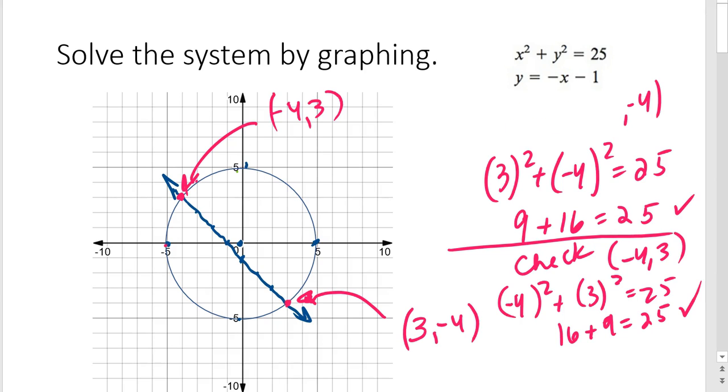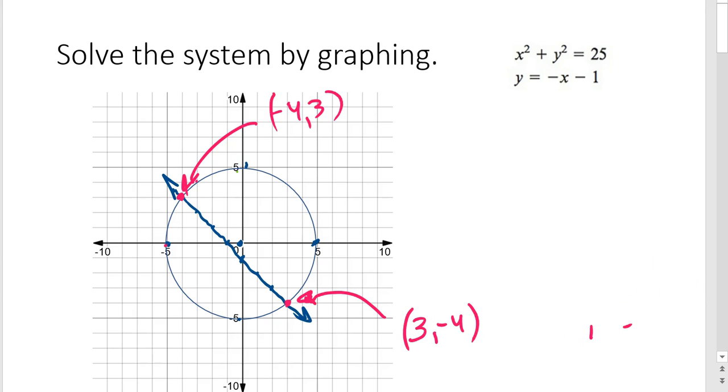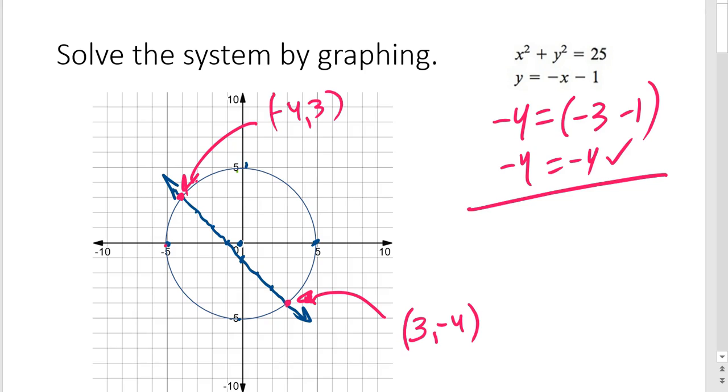Now I want to check my second equation with both points also, because it has to be a solution. Those 2 points have to be a solution for both equations. So in my second equation, I'll say -4 is equal to -3 minus 1, which is true. And then I'll check (3, -4), and that will also be true. So I can check my answers algebraically.